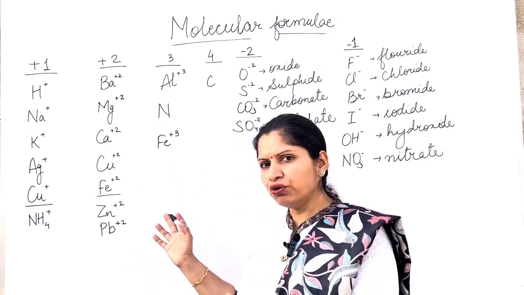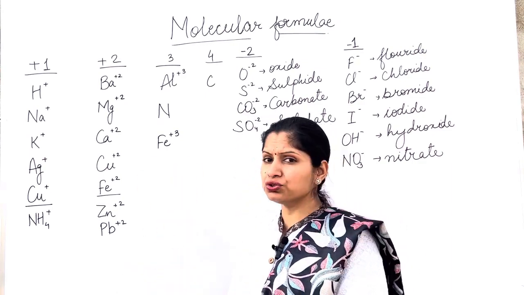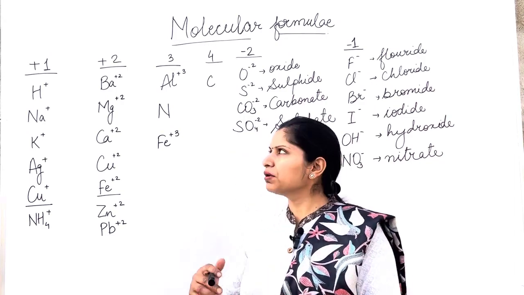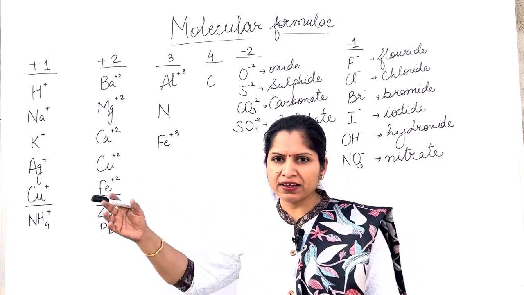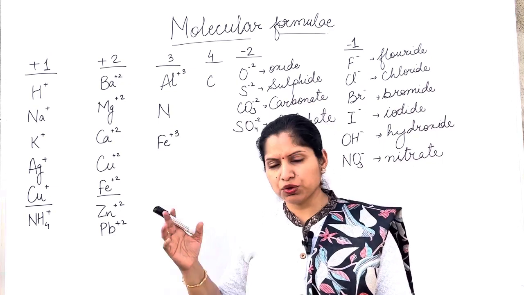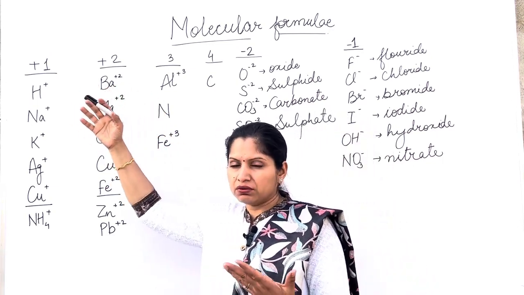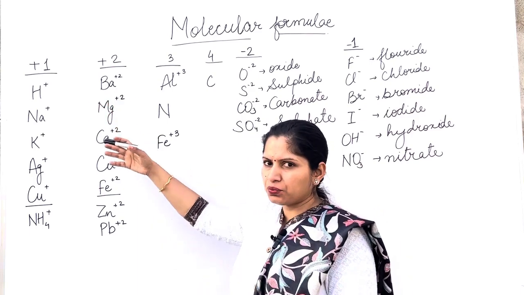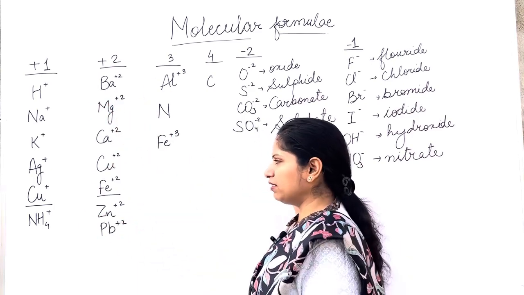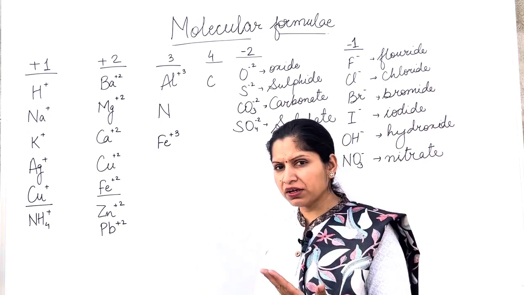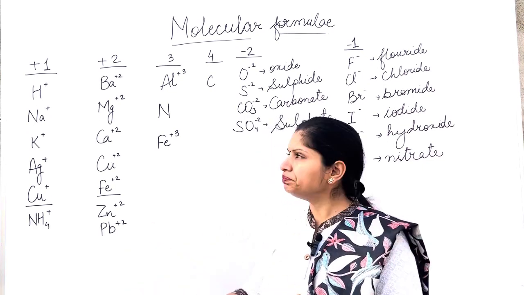Okay. So before writing the molecular formula, we should know the valencies of monoatomic ions as well as polyatomic ions. We'll be reading both here. So +1 is a valency. Now, what is the valency of different elements or different polyatomic ions? That all I have written.